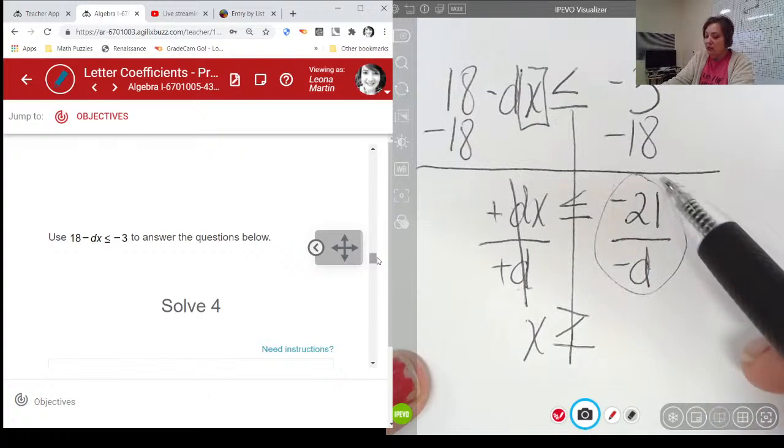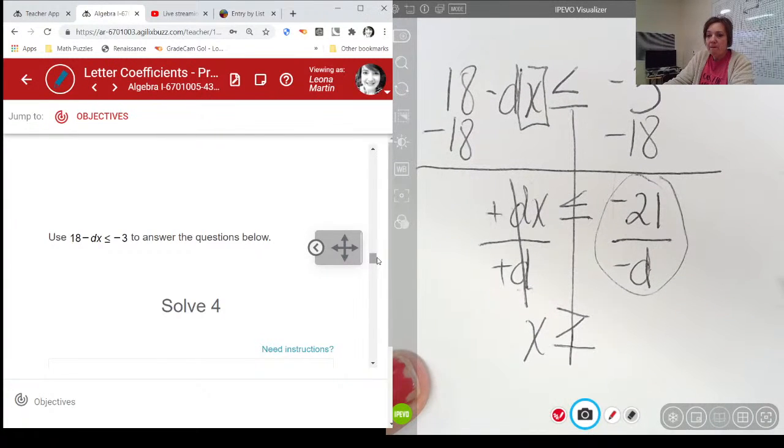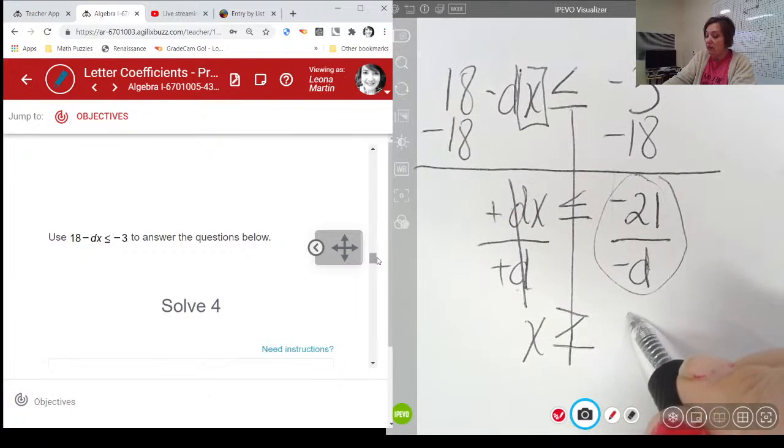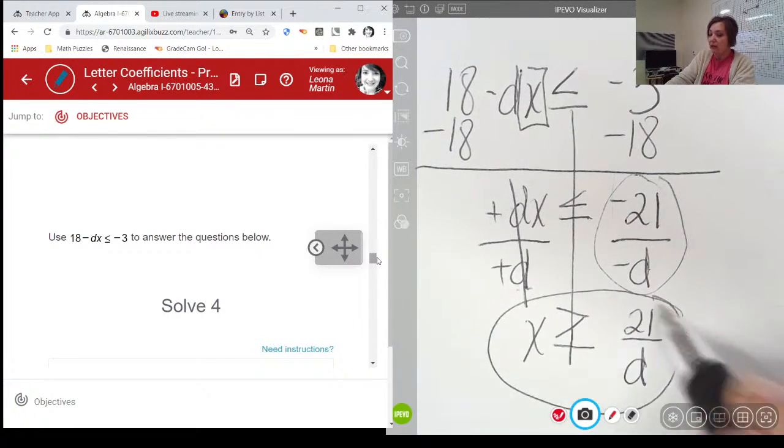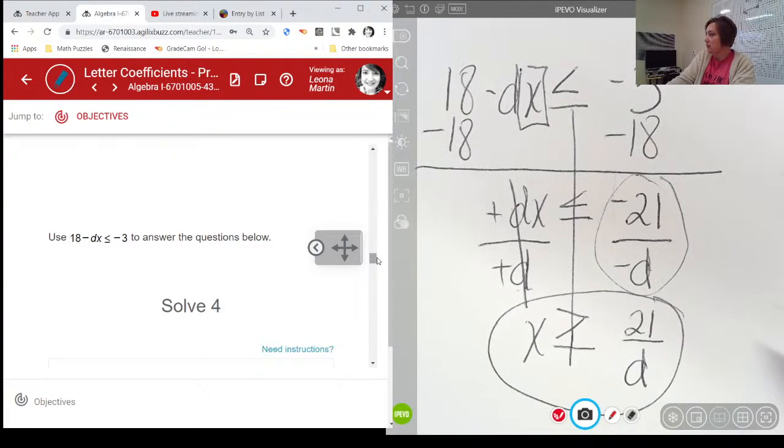Now, what's this? It's going to be a positive. Notice we've got a negative divided by a negative, so that makes it positive, right? So it's going to be positive, and we're just going to write it as 21 divided by d, just like that. Does that make sense?